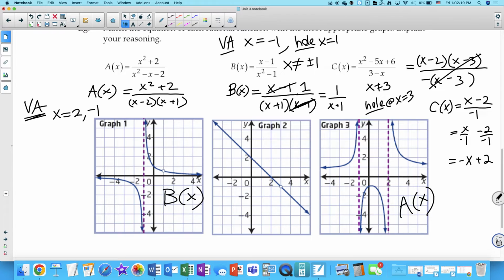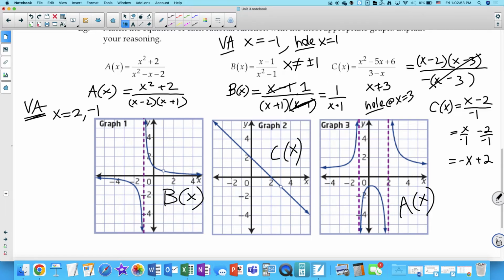And I have a hole when x equals 3. Okay, so this is C of x. Okay, now I actually think a more interesting question would be to give you guys 3 rational functions that look exactly the same, but have holes in different places, right? Because then you really got to know your stuff. All right. Does anyone have any questions?